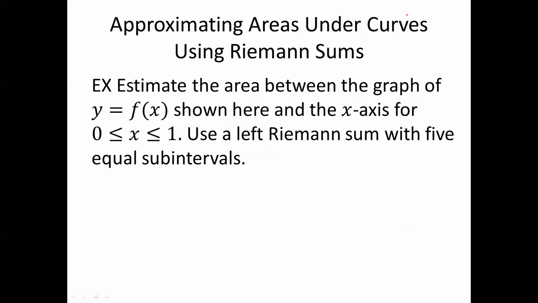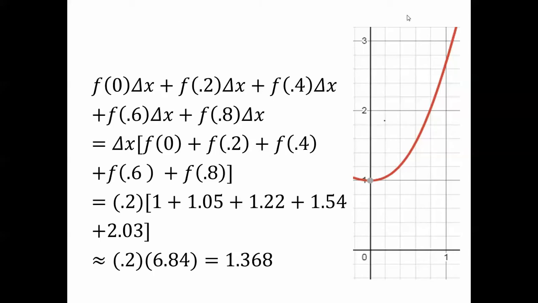Now, let's say we don't have a formula. Let's say I just give you a graph. Estimate the area between the graph of y equals f of x shown here and the x-axis for 0 less than or equal to x less than or equal to 1. Use a left Riemann sum with 5 equal subintervals. Okay, here we've got this. So let's go ahead and calculate this. So we've got a left Riemann sum with 5 subintervals. So here are what our rectangles are going to look like.